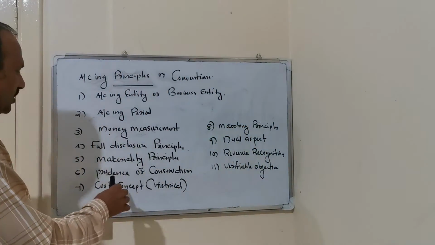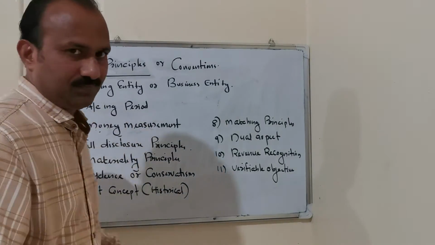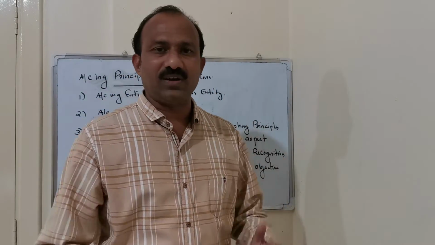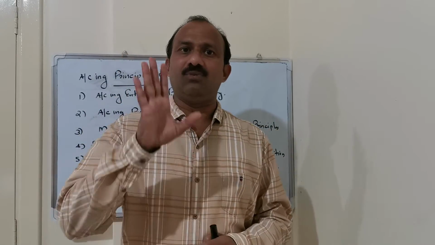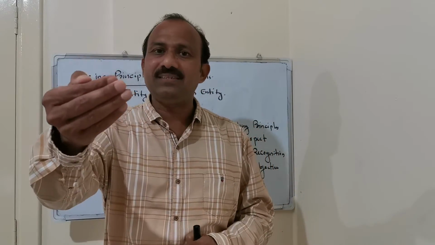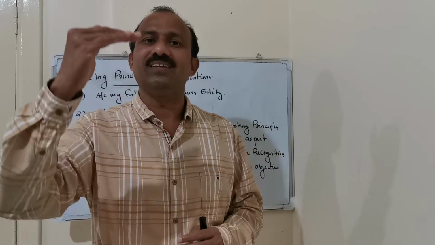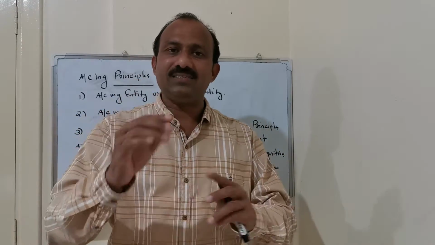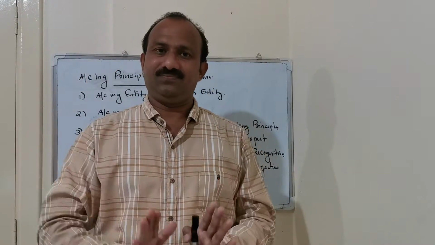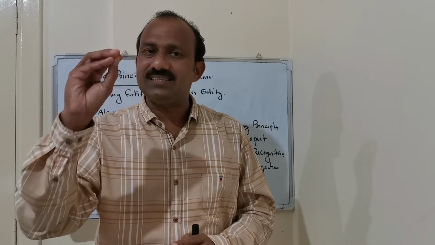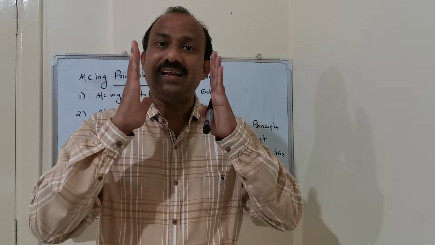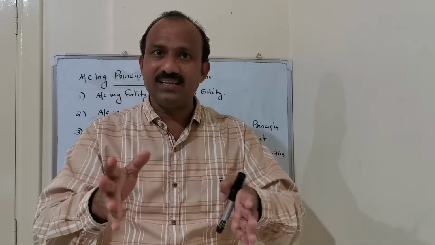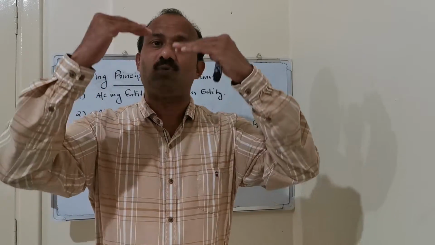The next point is prudence or conservatism. Whenever you are preparing books of account for an organization, you should always expect some losses. Anticipate loss, then only you will get the profit. Simply we can say, play it safe. All necessary steps should be taken to cover the loss. Chance of loss is there. We are expecting some loss, then only you will get a profit.